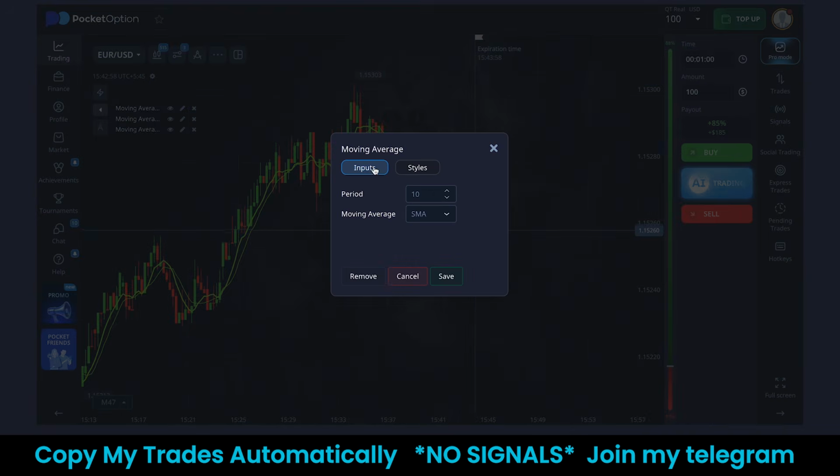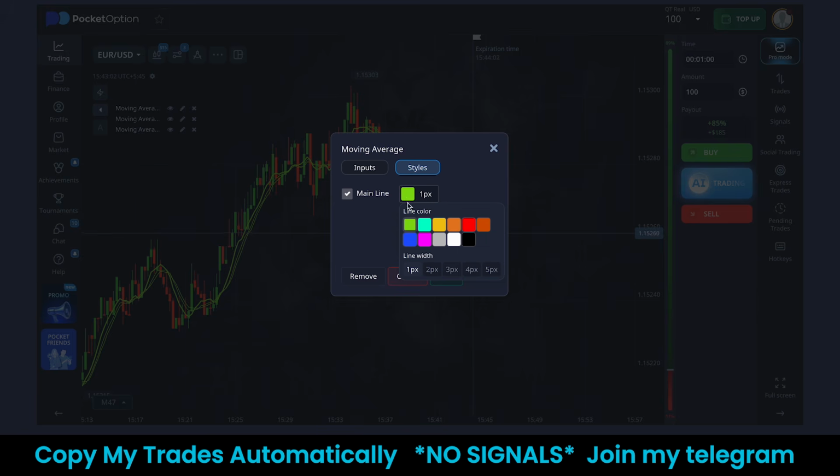Now let's go to the second one. Let's make this one 9 SMA. Now let's go to the style. Let's make it white with 2 pixel, and yeah, that's all.